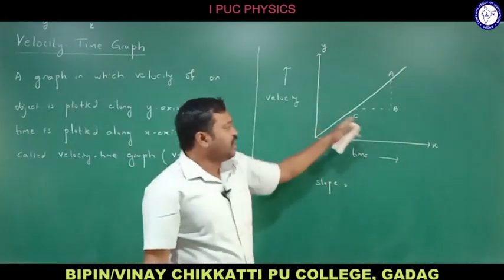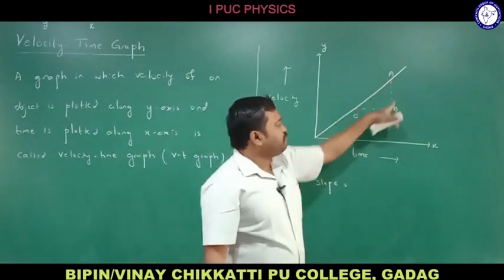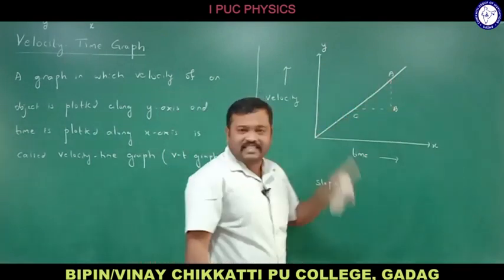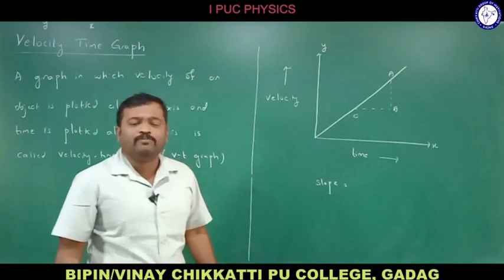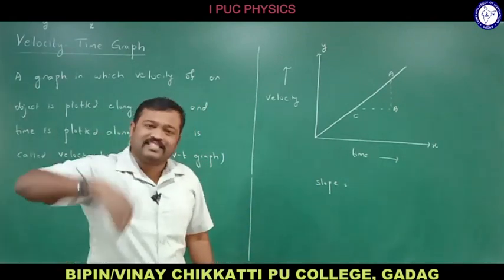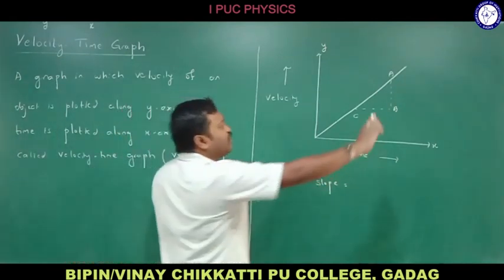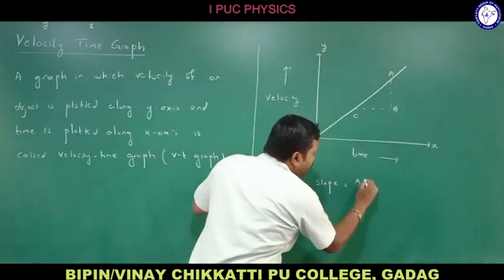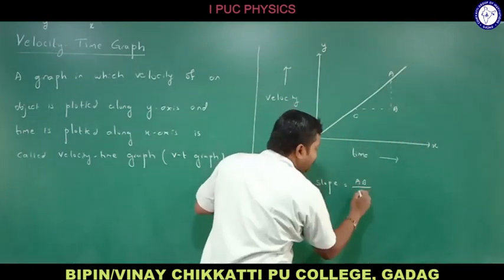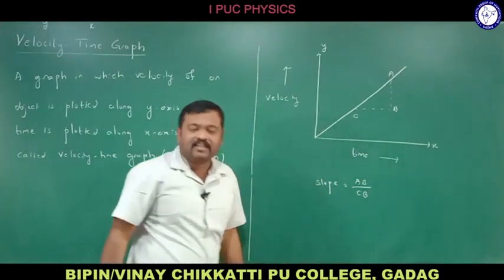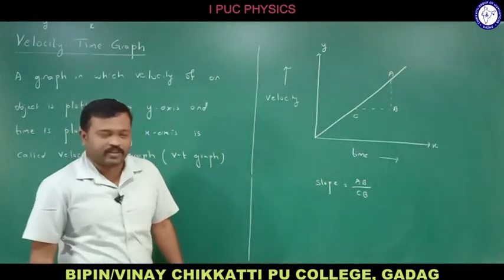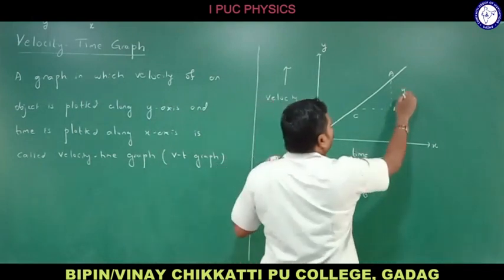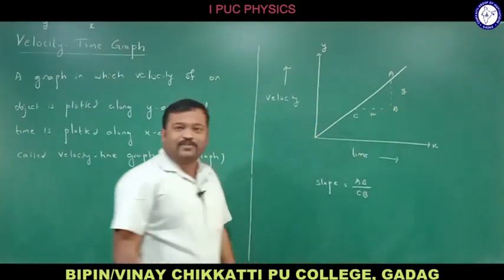Okay, let me take a graph. So I got a triangle here, A, B, C. You know how to calculate slope? Slope can be calculated by y-axis divided by x-axis. So what is y in this triangle? Y is AB. AB divided by CB. Y by x gives what? Slope. This is y and this is x. We can calculate the slope now.